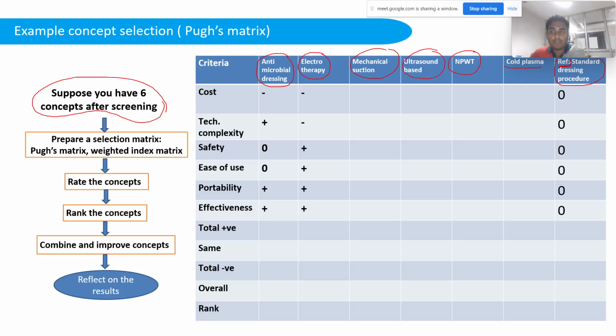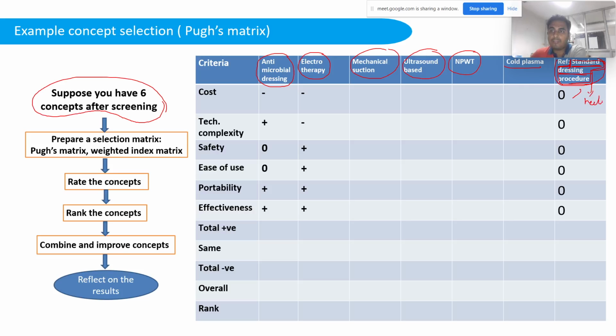Initially, for example, we are comparing these concepts against a standard dressing procedure. When you go to a hospital with some sort of wound, the doctor first cleans the wound, then does some sort of debridement, gives some sort of antimicrobial treatment, and then starts the dressing procedure. So this particular process is a bit hectic.